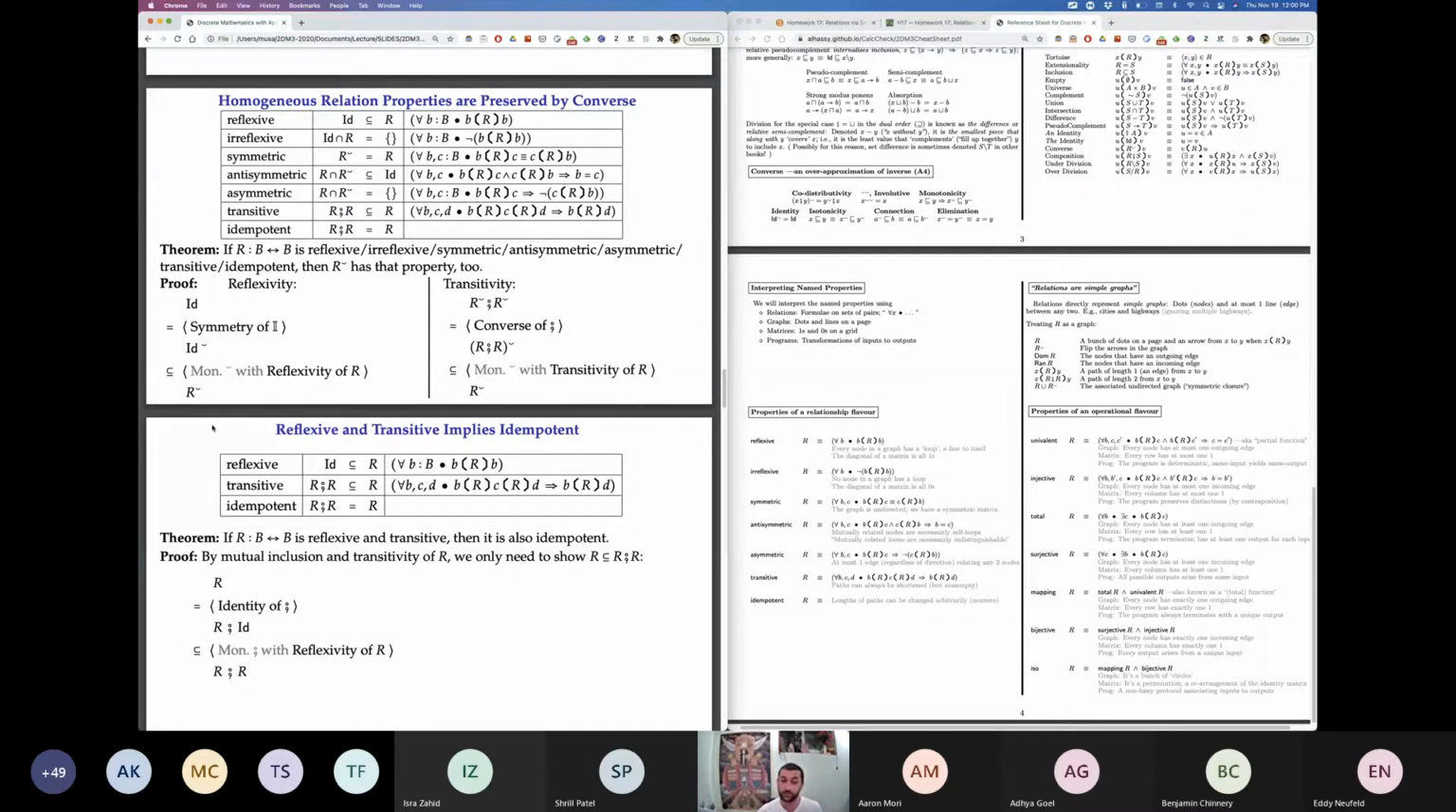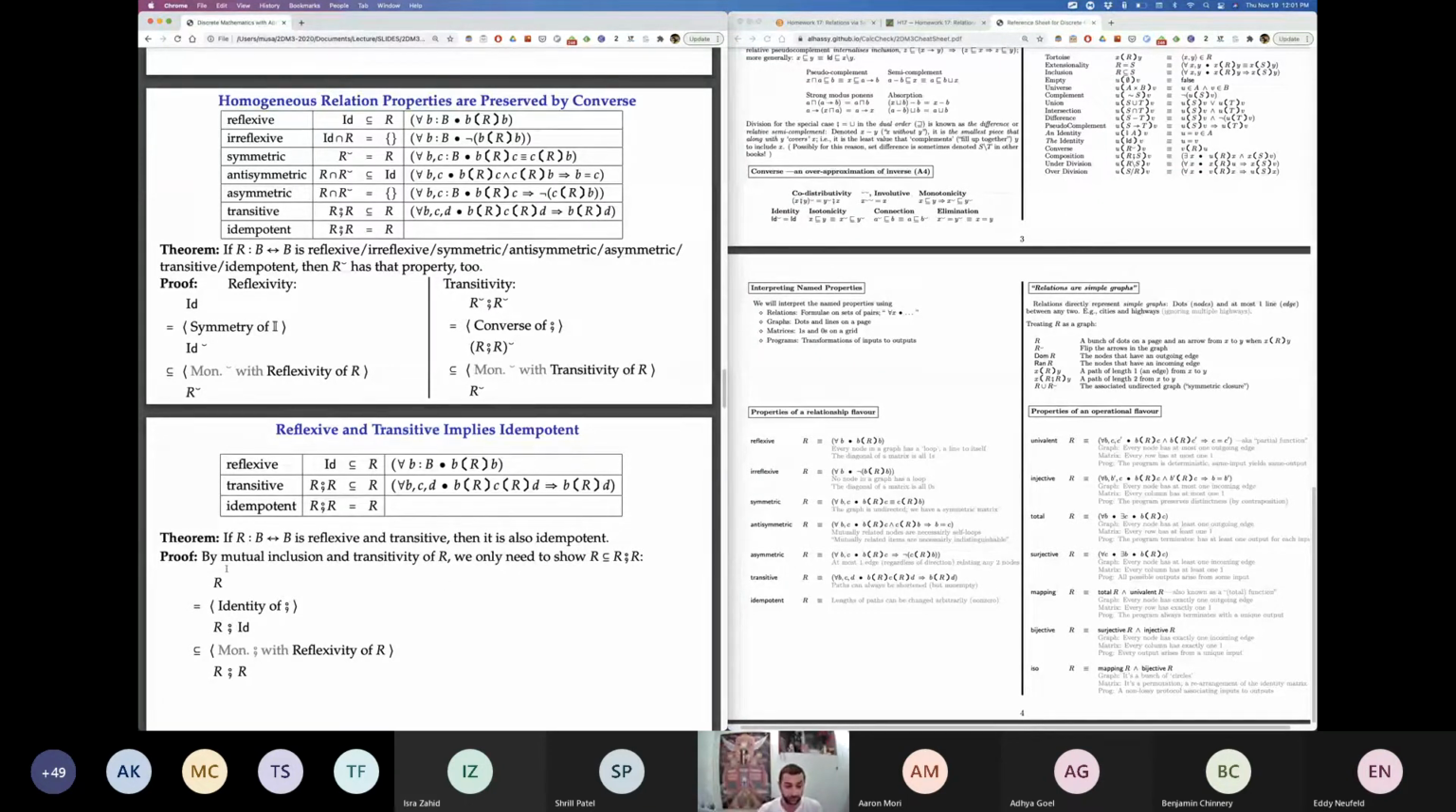Here is another theorem. Reflexive and transitive implies idempotent. So remember, transitive means if you have a length 2 path, you can squeeze that down into a length 1 path. Reflexive means every node has a length 0 path, so a path from X to X is just a self loop. Well, if you can always squeeze length 2 paths down to 1, and you already have length 0 paths, then idempotent says you can squeeze any length path you want down.